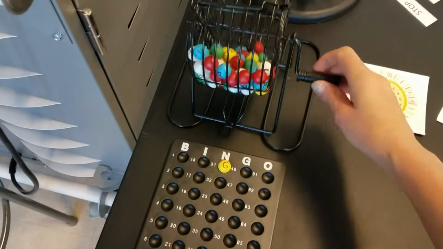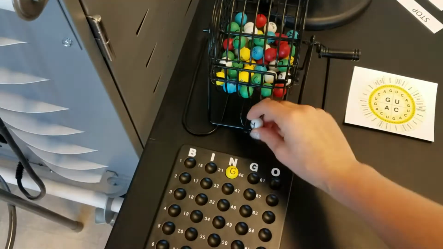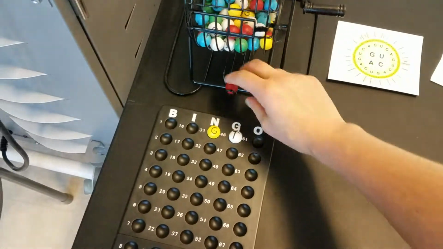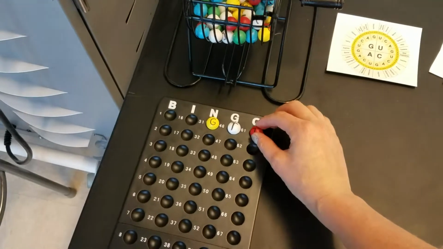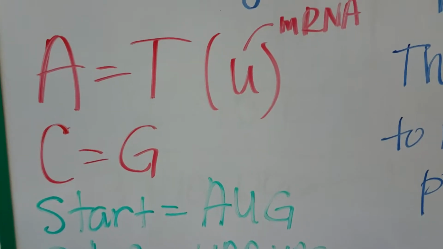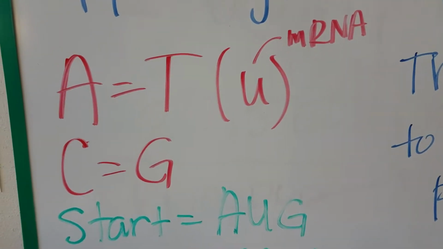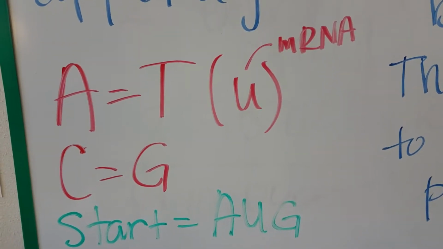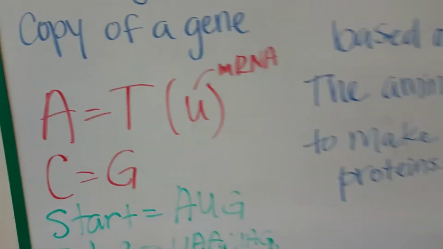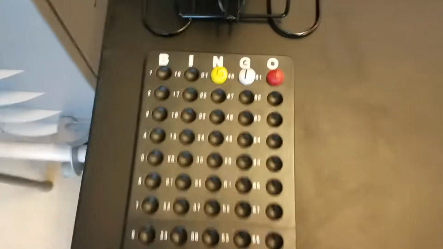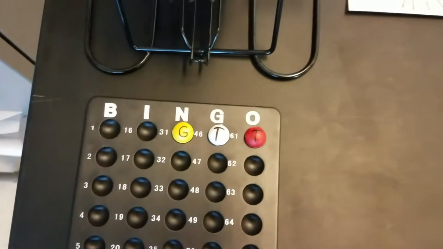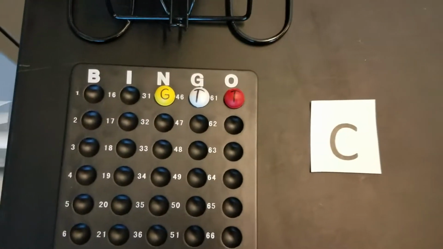G, T, T. So according to our matching rule right here, A goes with T and C goes with G. The only difference is when you're talking about RNA, you're actually going to have a U instead of T. So keep that in mind. So if our DNA sequence is GTT, that means the mRNA sequence is going to be CAA.